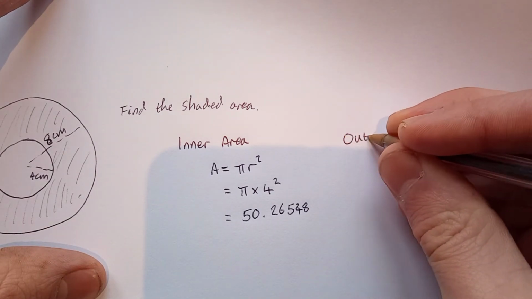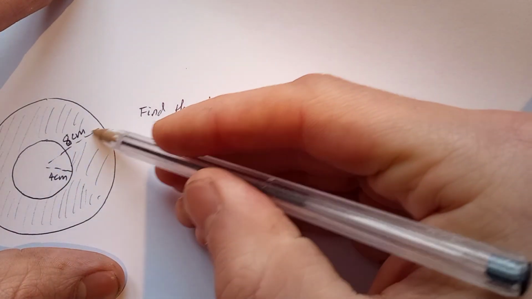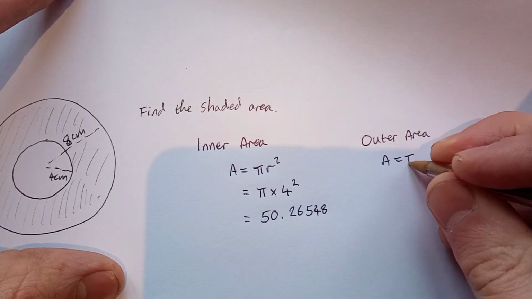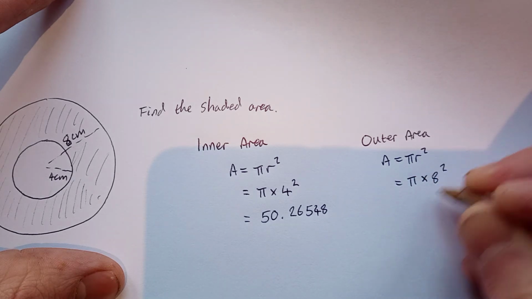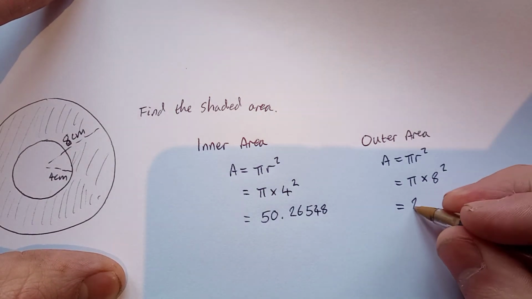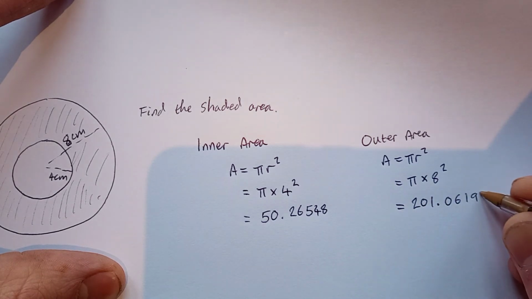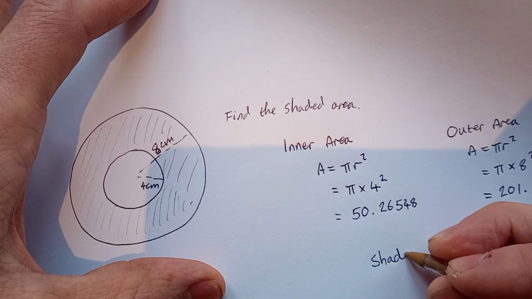The other one we want the outer area. So that's the whole thing. That's this circle with radius 8, whole thing. So that is A equals pi r squared, which is pi times 8 squared. Doing pi times 8 squared gives us 201. It's the number we had a minute ago. 0.06192983.